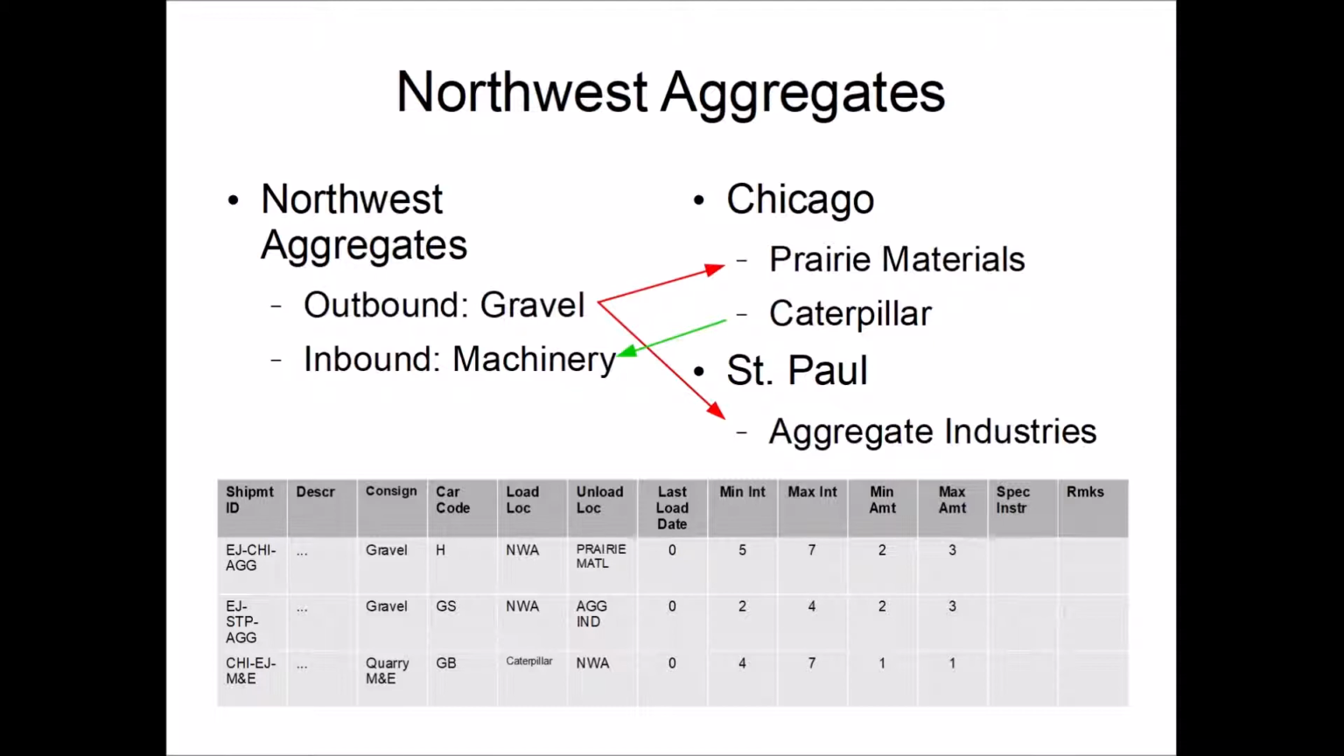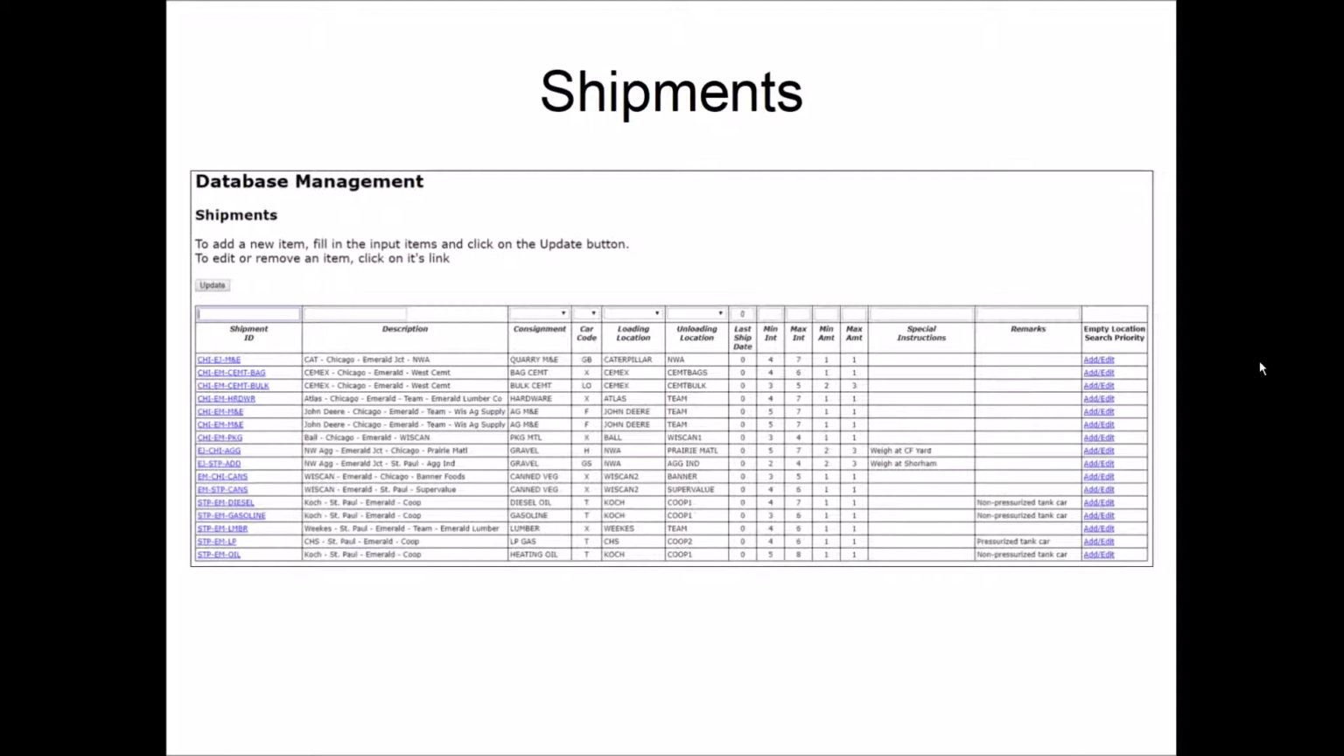As far as machinery coming in, it's a minimum of every 4th, a maximum of every 7th. The aggregate shipments are either going to be 2 or 3 carloads each, and the machinery coming in is just 1 carload. So finally, here's an example of all the shipments that I've entered into the system. You might want to pause the video and take a better look at these things and check out the min-max intervals, the min-max carloads, the special instructions, and so on. After you get done with that, we're going to get into the car business.